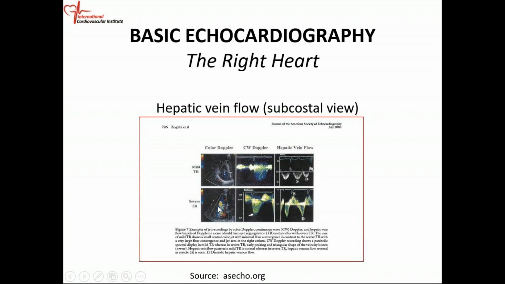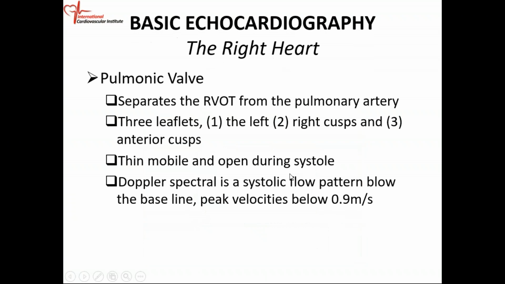But with severe TR, you can get a lot of color. You see the color in more than 40% of the right atrium. The CW is very dense, with a triangular contour. And when you look at your hepatic vein flow, you get systolic flow reversal. The systolic component is above the baseline, the diastolic component is still below, and you get atrial flow reversal. Your ECG is on top. So severe TR, mild TR.